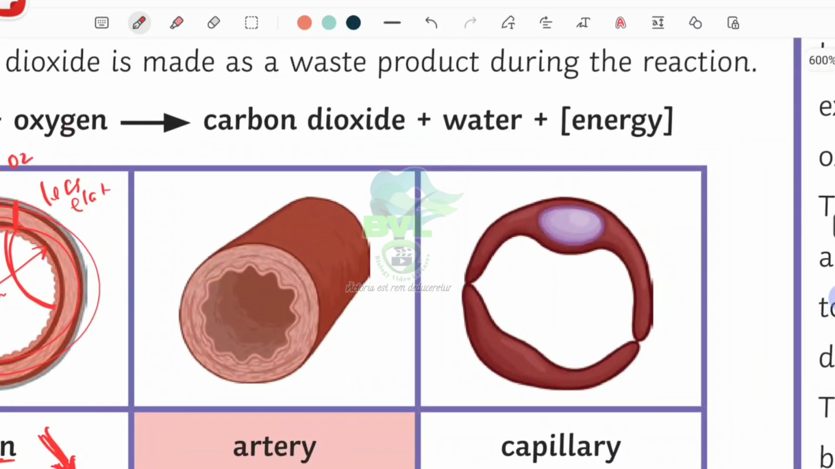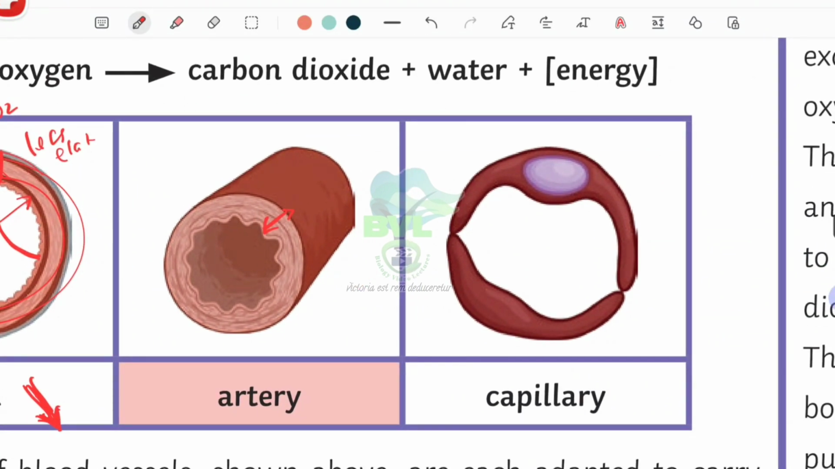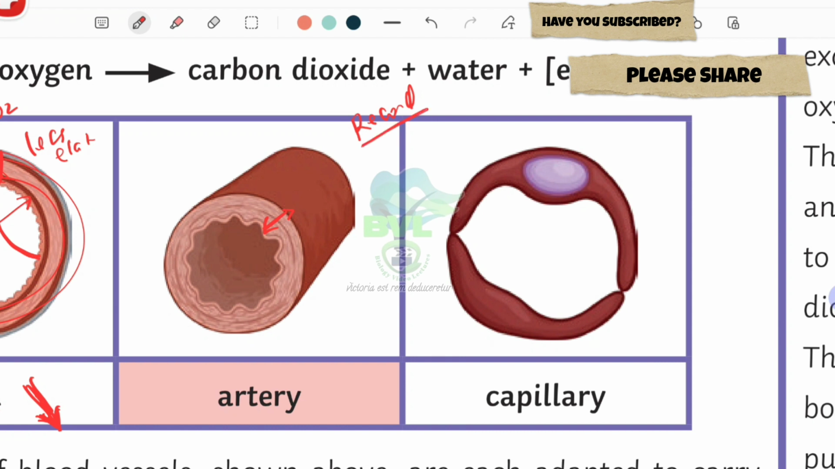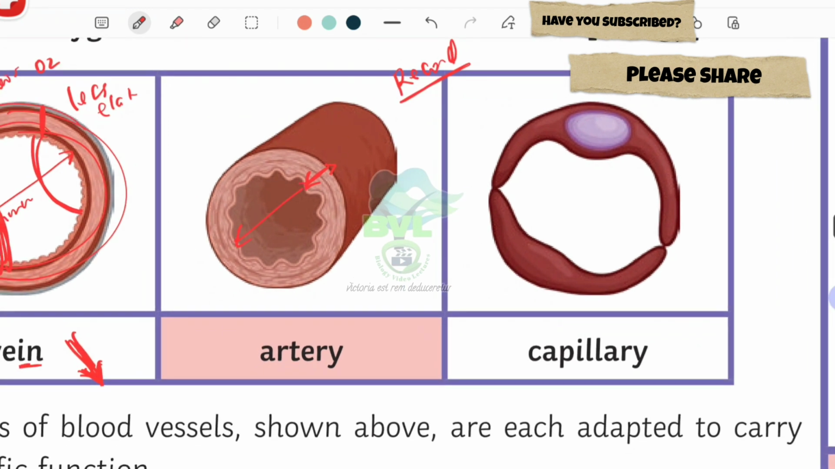On the other hand, arteries have thick elastic walls. What's the reason for that? To be able to handle the recoil. When the heart pumps blood, the artery expands and recoils. It has a narrow lumen, so blood moves at high pressure. It has no valves, and it carries blood away from the heart, or out of the heart.